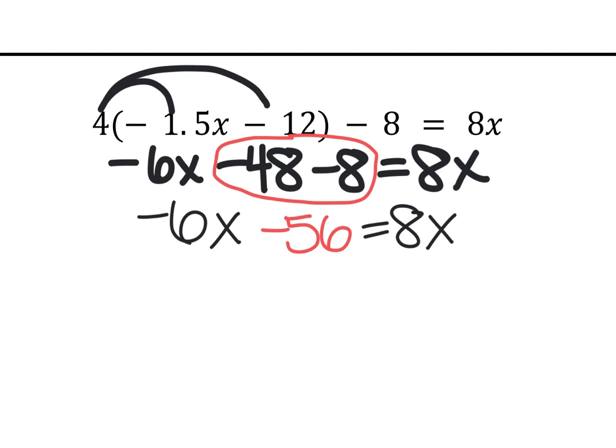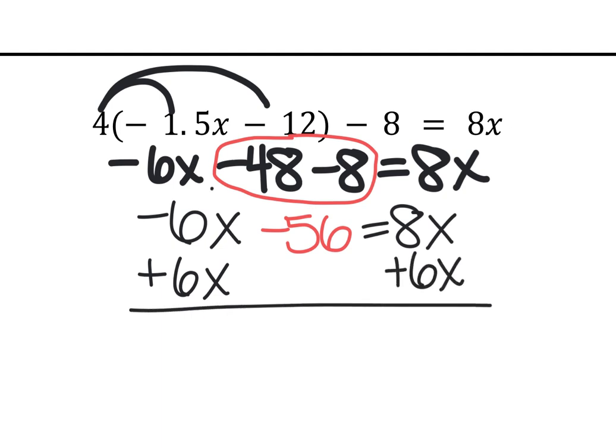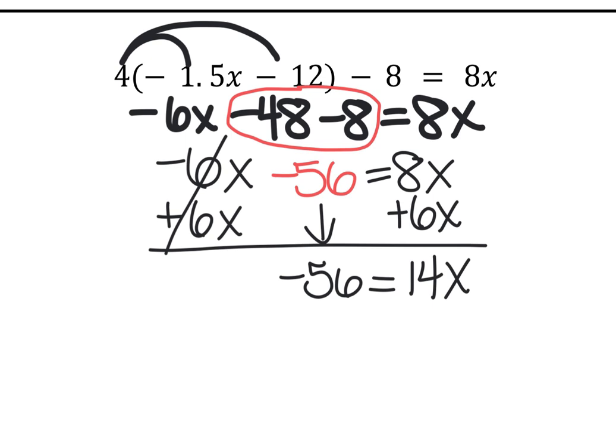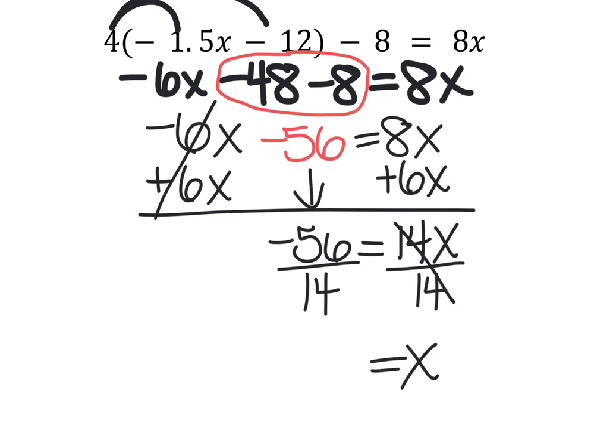That way I can get all my variables on the right and my numbers on the left. So the opposite of a -6x is +6x. And I'm going to do that on the right side as well. Bring down -56 equals 8 plus 6 is 14x. And then to get rid of that 14 in front of x, I will divide. So I get x equals whatever -56 divided by 14 is. I get -4.